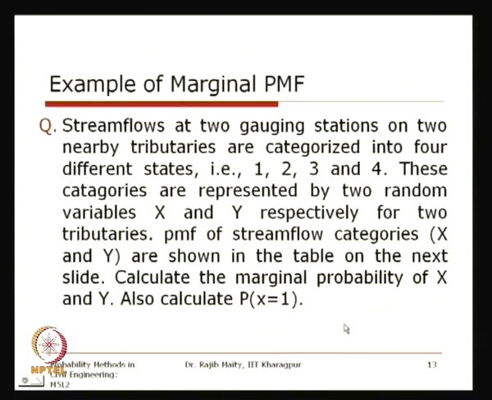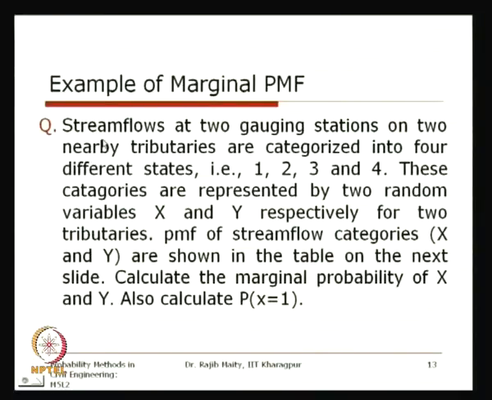Let us take one example, the example that we took in the last lecture on the stream flow. There are two nearby stations, and the stream flow at those stations is categorized into different stream flow categories. Here, 4 such categories are considered to describe this problem. So the problem once again states that the stream flow at 2 gauging stations and 2 nearby tributaries is categorized into 4 different states.